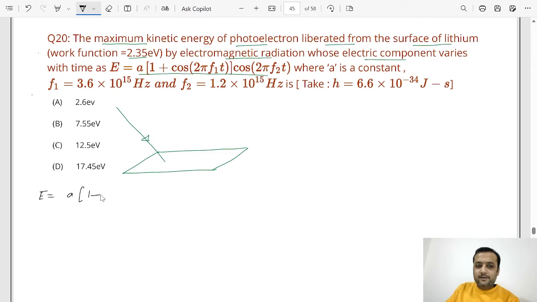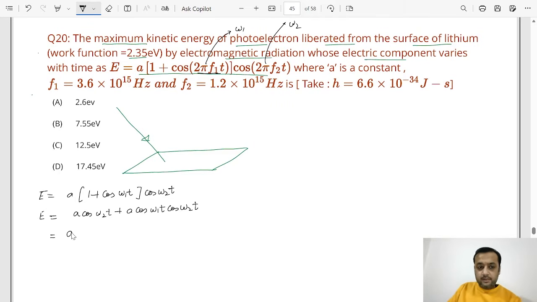So this is A into 1 plus cos of 2 pi f1 t, which I'm calling omega 1, and 2 pi f2 I'm calling omega 2. So this becomes cos of omega 1t into cos of omega 2t. Now using maths you can manipulate this. So this becomes A cos omega 2t plus A cos omega 1t into cos of omega 2t. This is the value of the electric field. Now, the first thing is omega 2t. Here you can apply, so I can write 2 here, and I can divide by 2.